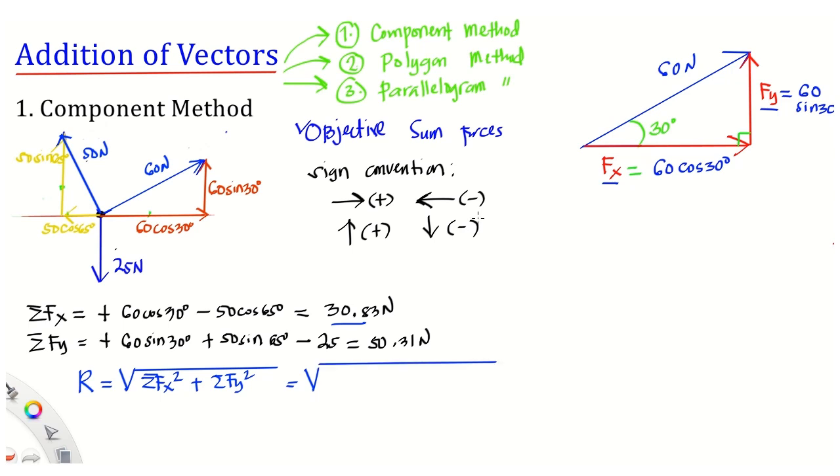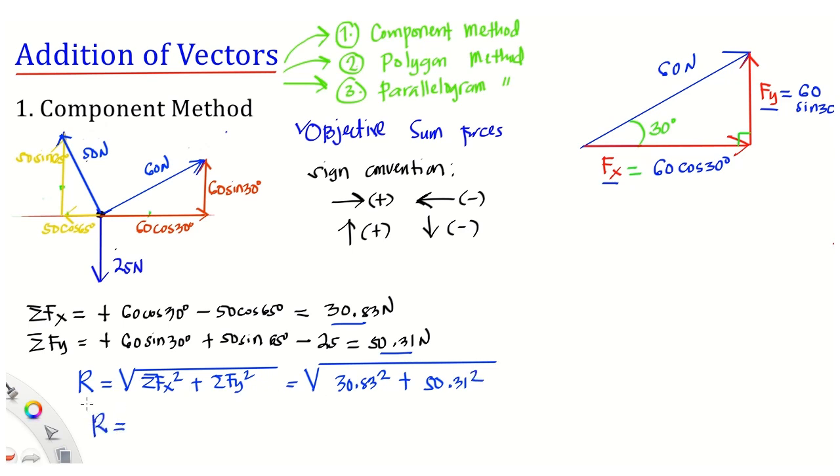What is the summation of x? 30.83. Just square it, plus the summation of y, then square. The summation of y is this one, 50.31. You just square it. So what is the total value for R?